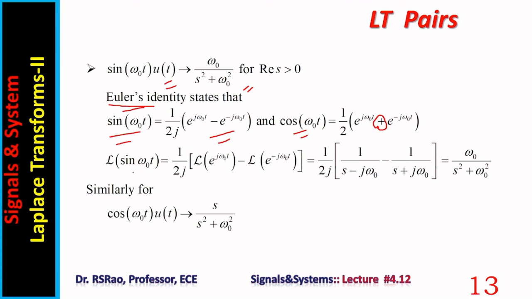So Laplace transform of sin omega naught t becomes equal to 1 by 2j Laplace transform of e power j omega naught t minus Laplace transform of e power minus j omega naught t. A little bit of manipulation gives us Laplace transform of sin omega naught t as omega naught by s square plus omega naught square. Similarly, for cos omega naught t u of t, one can find its transform as s by s square plus omega naught square.